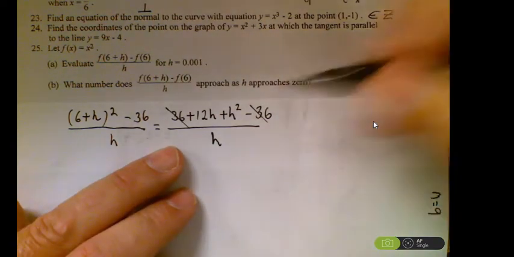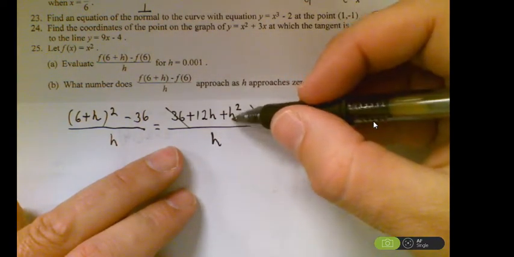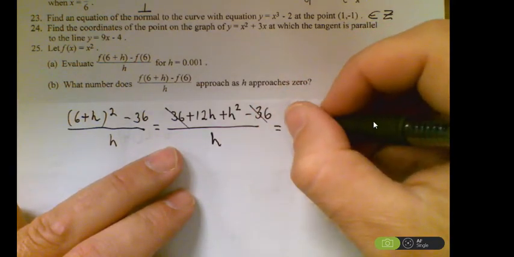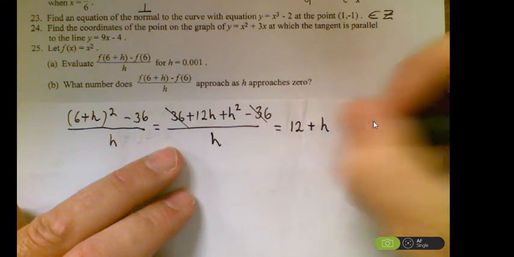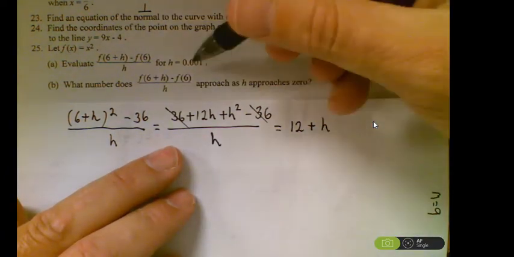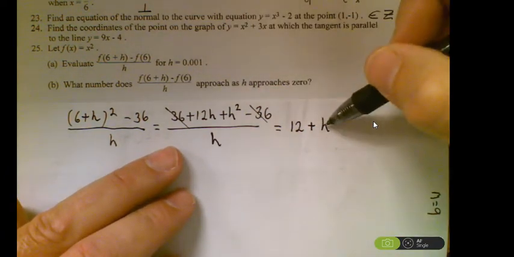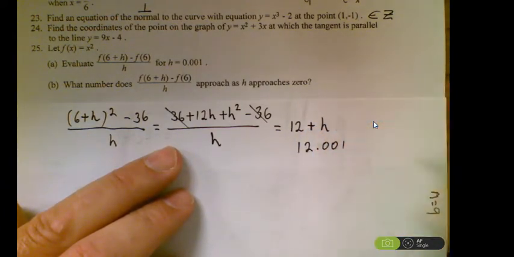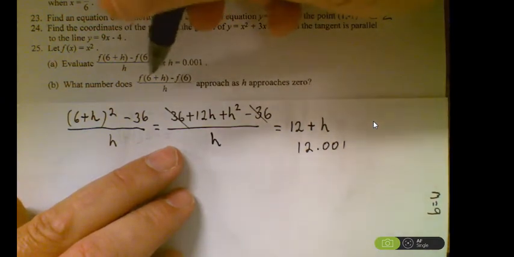You can see on this my 36's would cancel. I can divide an h out of each term, and that brings me all the way down to just 12 plus h. So now if I were to sub in my 0.001, you could see that we would just get 12.001. So what is this approaching?